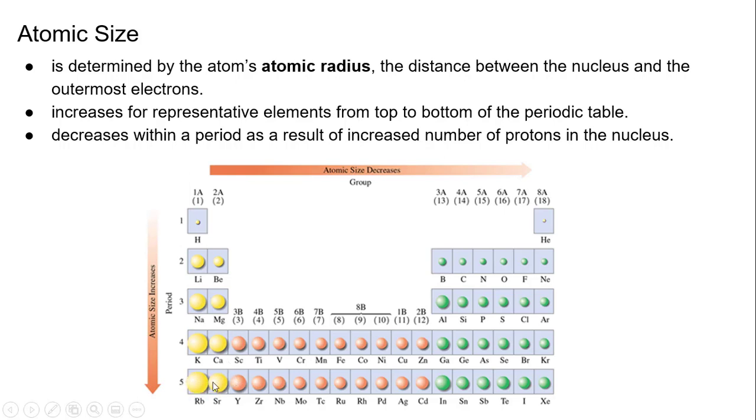The outer energy level is so far away from the protons in the nucleus that these electrons are trying to leave this element. Whereas over here, these green ones, they don't want to give them up as freely. They're going to hold on to them more tightly, so they know it's going to take a lot of energy to have these break away. So these are smaller because the pull is stronger. These are larger because they want to leave.